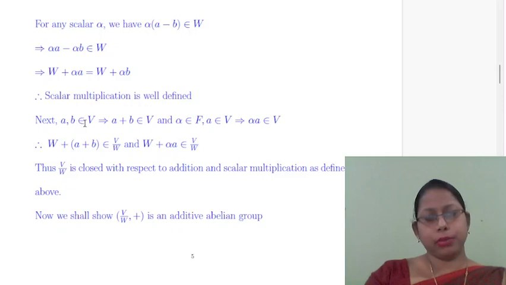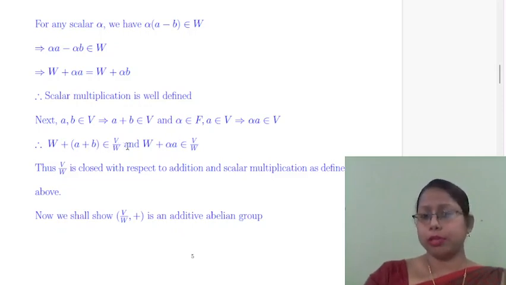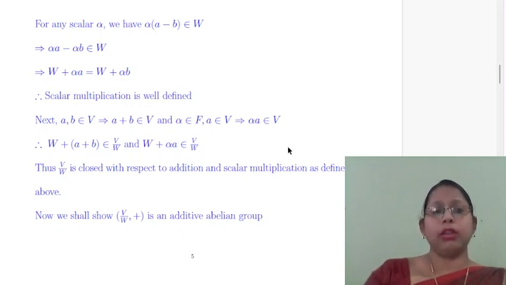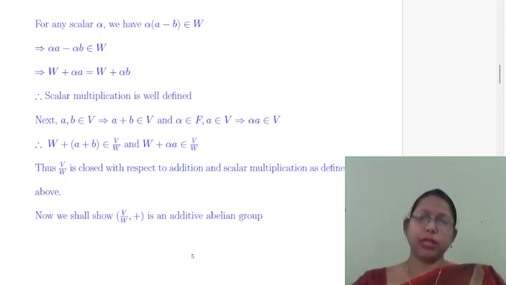Next, we consider A, B belong to V. As V is closed under vector addition, this implies A + B belongs to V, and alpha belongs to F, A belongs to V. V is closed under scalar multiplication, so alpha A belongs to V. Therefore, W + (A + B) belongs to V/W, and W + alpha A belongs to V/W. Therefore, V/W is closed with respect to vector addition and scalar multiplication as defined above.